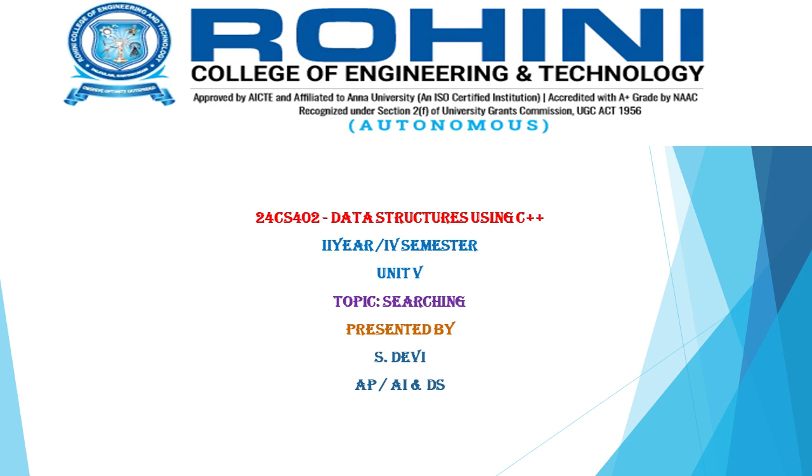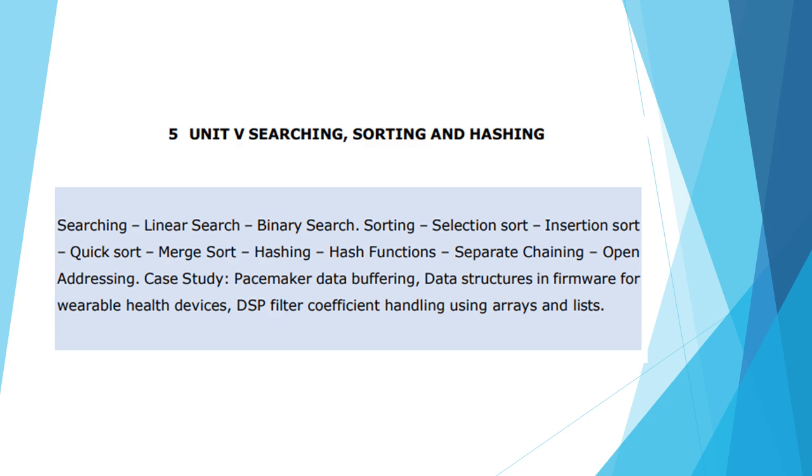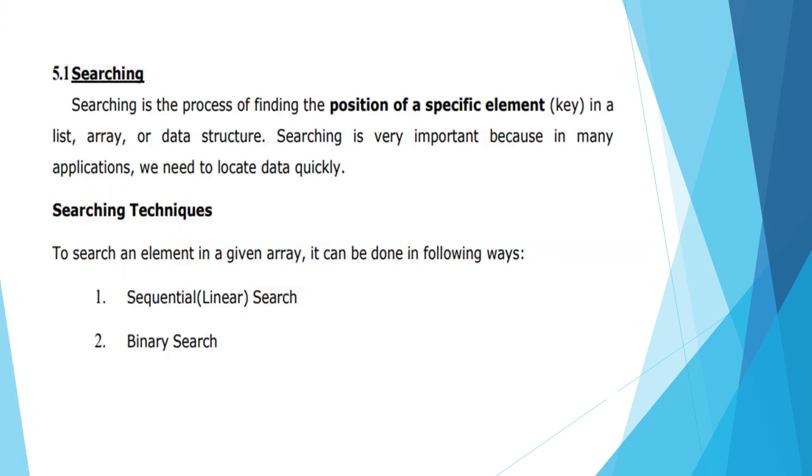I am going to teach the subject Data Structures using C++. Today we are going to discuss the topic searching. Searching is the process of finding the position of a specific element in a list, array or data structure. Searching is very important because in many applications we need to locate the data quickly. There are two different searching techniques, linear search and binary search.